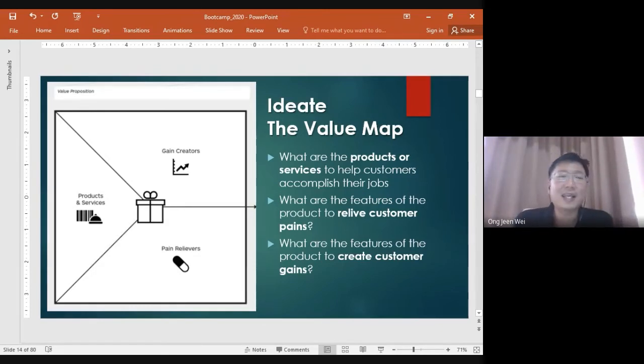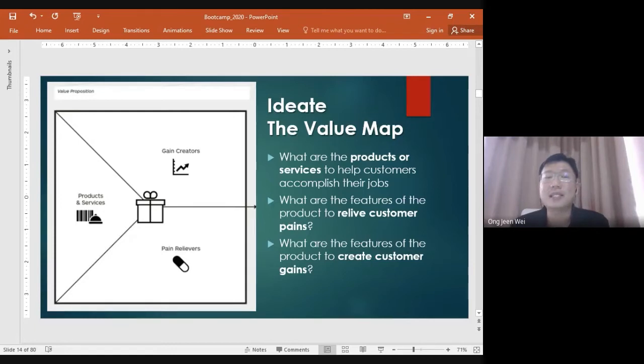Let's say I can't wake up early in the morning. So what can make you wake up early in the morning? An alarm clock. But can an alarm clock solve your pain? No, an alarm clock basically deepens your pain, because early in the morning the alarm clock starts to wake you up. So what can help you? Maybe we design a pill. So when you eat the pill, you feel energetic, and so on. So pain relievers are basically to relieve the pains that you have.